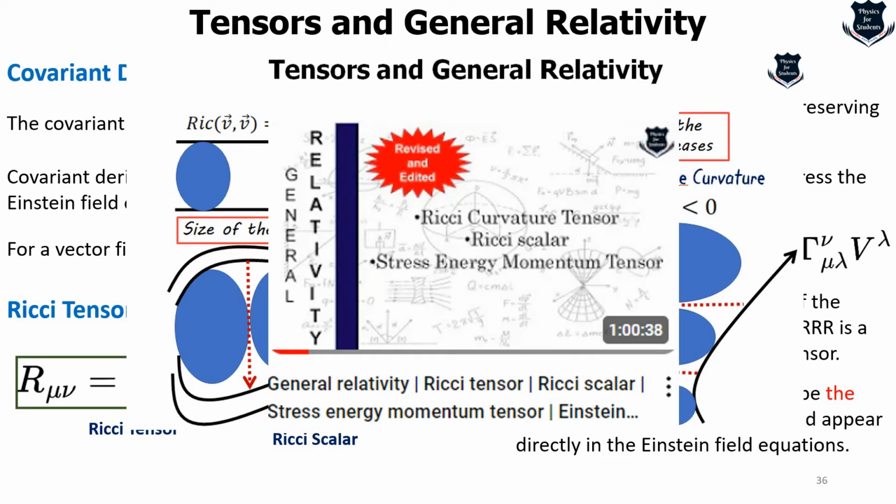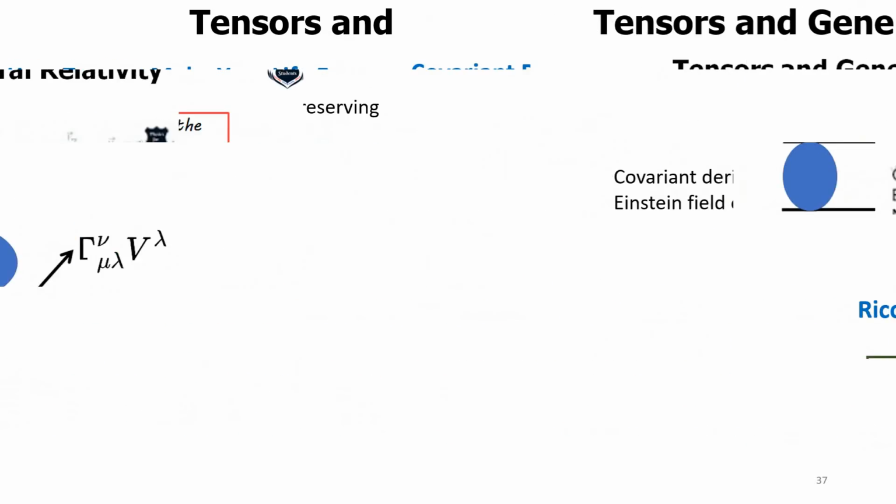This has got all the components which I have described. Go for the revised and edited version because this is much clearer to understand. Now having said that, you understand that tensors are not there to give you more tension. Tensors are something which are going to make your life easy. I will show you a very quick example of how tensors make our life easy.